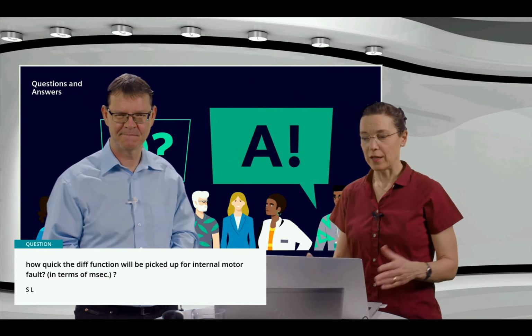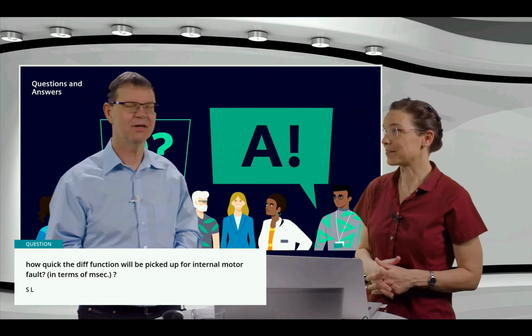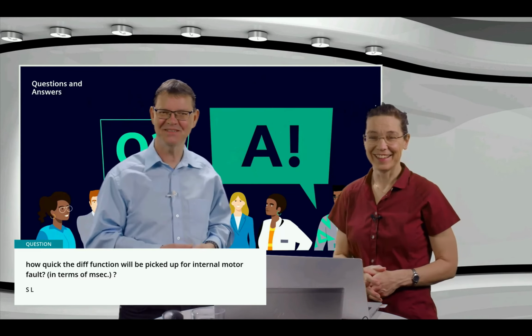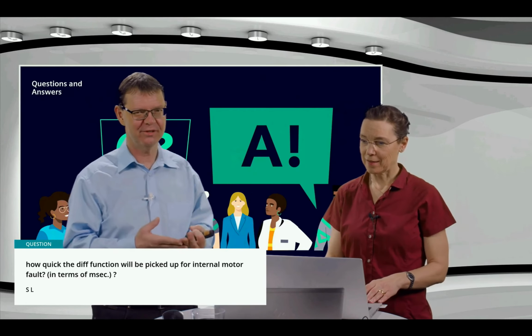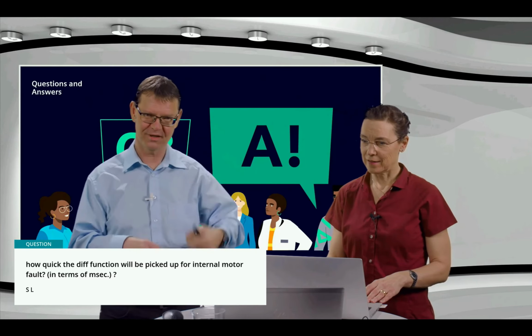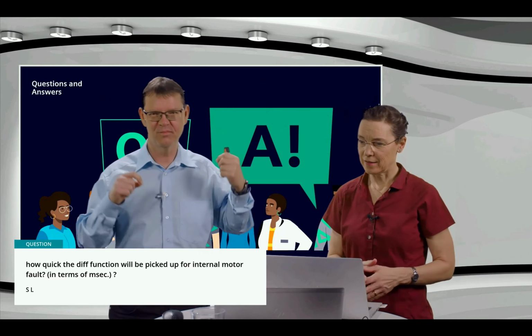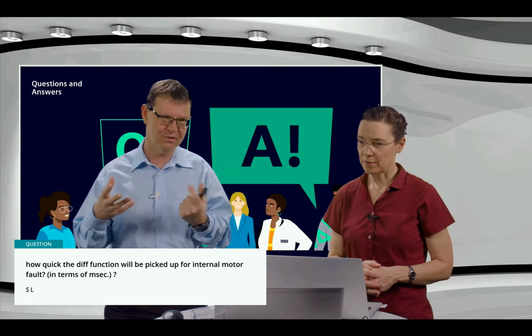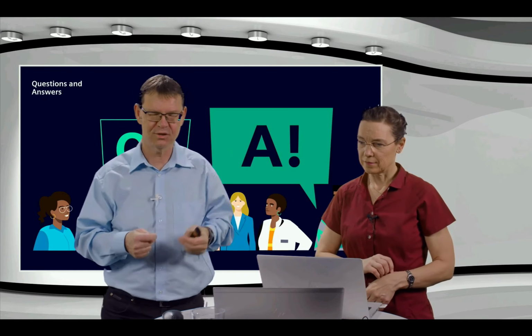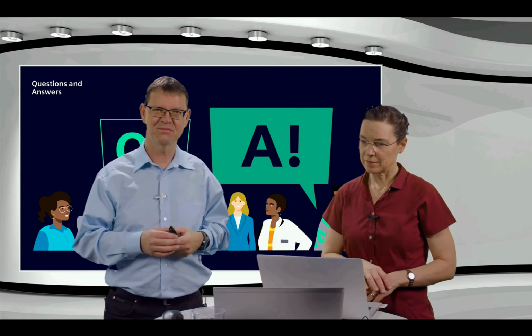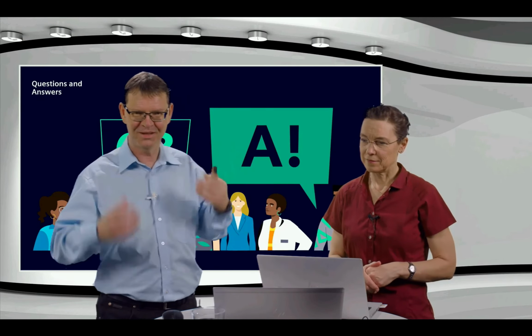Thanks. And then SL wants to know how quick the differential function will be picked up for an internal motor fault. Hopefully in terms of milliseconds. Yeah, in terms of milliseconds, but this depends here. We have two stages. I did not go into detail for the second stage. Here the recommendation is to put that stage over the startup count. This stage is trimmed to be fast, so a lot of additional functions to stabilize for the low threshold, what we have for the first stage, is not there. So this is the fast stage. And I don't have the exact times in my mind now.